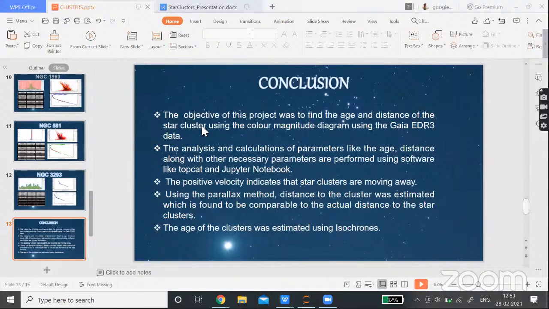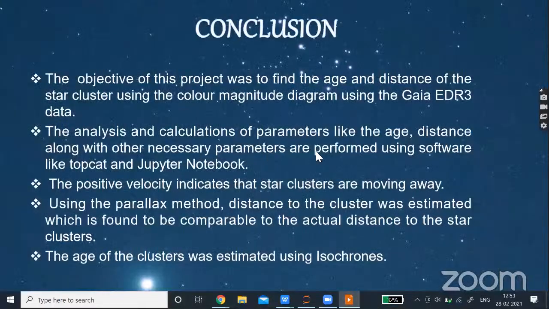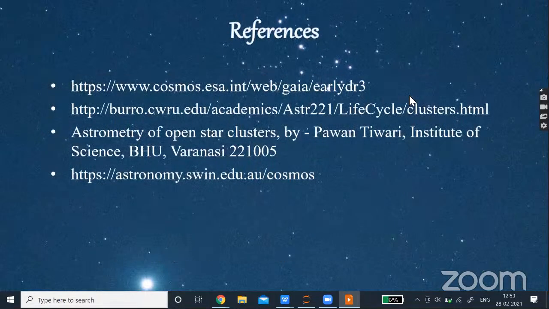So this was it, and for references, the Gaia site is a reference. I've used a paper, Astronomy of Open Star Clusters by Pawan Tiwari. Then I've used two sites, one Cosmos and another, astro.cwru.edu, for reference. And this is all.